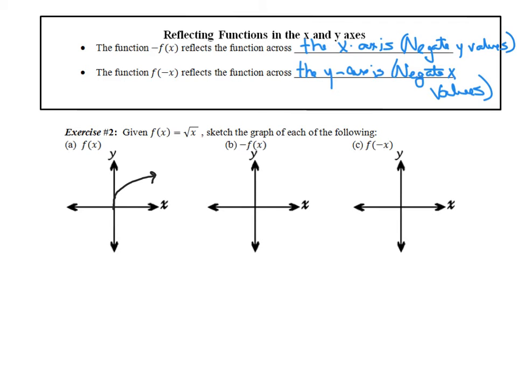Now for part B, we want to graph negative f of x. So remembering what we wrote above, negative f of x should just be a reflection over the x-axis. So we're going to take that parent function, and when we reflect it over the x-axis, it should look something like this. For part C, f of negative x should be a reflection over the y-axis.